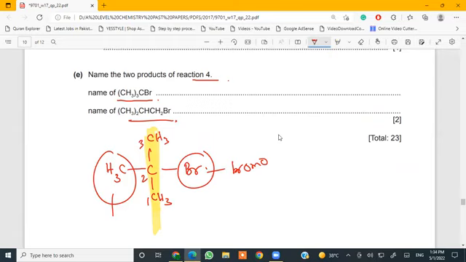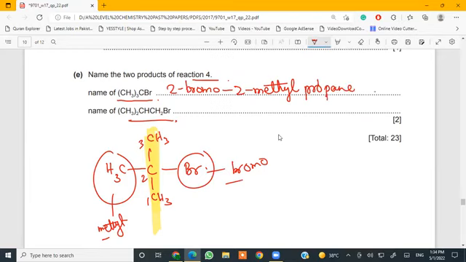Now you have to arrange them alphabetically. B comes before M, so the name is going to become 2-bromo-2-methyl. You need to put dashes to separate the letters and numbers, and then the name of the straight chain, which is propane. Propane, an alkane in the middle.